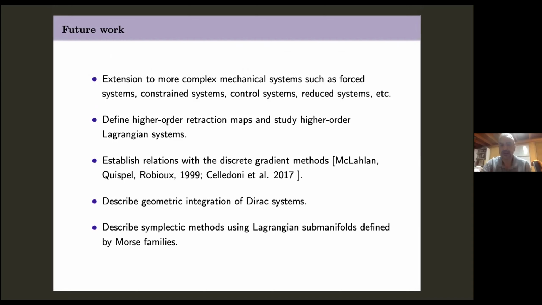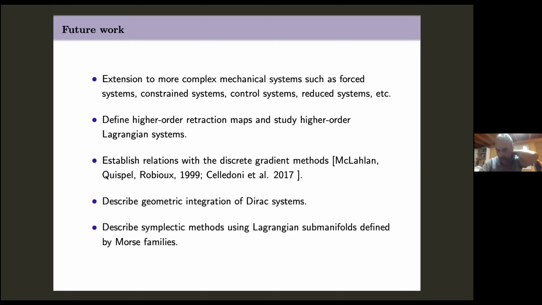And also it's interesting to use the notion that appears also in optimality, which is higher order retraction maps and higher order Lagrangian systems, that is also interesting in optimal control. Also it's possible to work with discrete gradient methods, and then to study the meaning of the symplecticity there is also interesting in comparison with other methods.